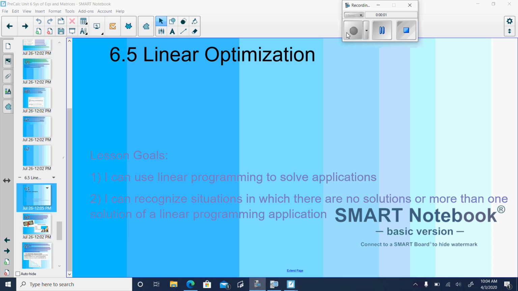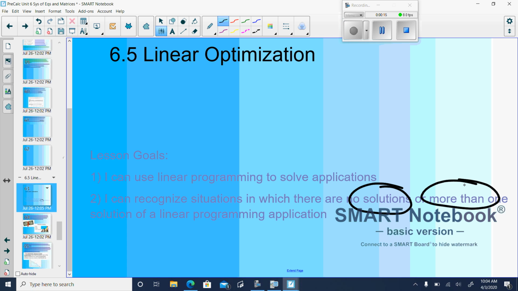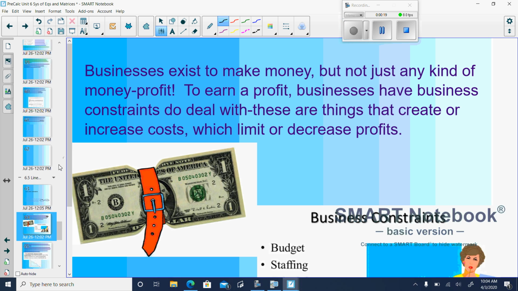All right, guys, we're going to talk about 6.5 today, linear optimization. I can use linear programming to solve applications, was one of our lesson goals. Another one is to be able to recognize situations where there are no or more than one solution of a linear program application.